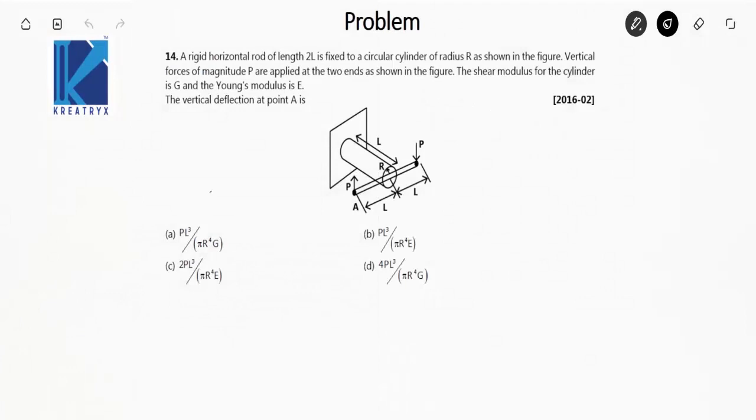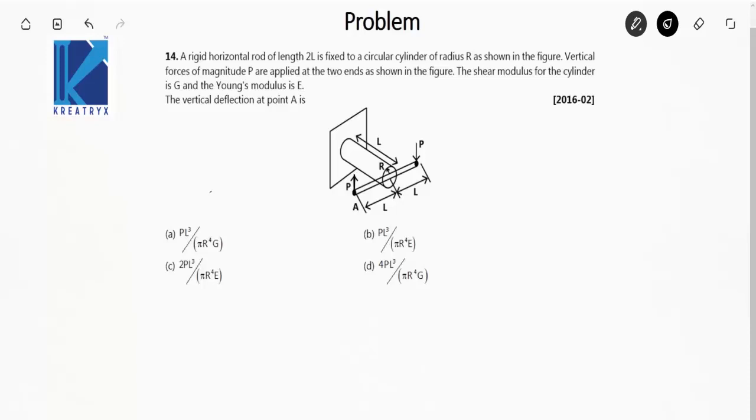The next question is, a rigid horizontal rod of length 2L is fixed to a circular cylinder of radius r, as shown in the figure. Vertical forces of magnitude P are applied at the two ends as shown. The shear modulus for the cylinder is G and Young's modulus is E. The vertical deflection at point A is, okay, so I have to actually find the vertical deflection at point A.